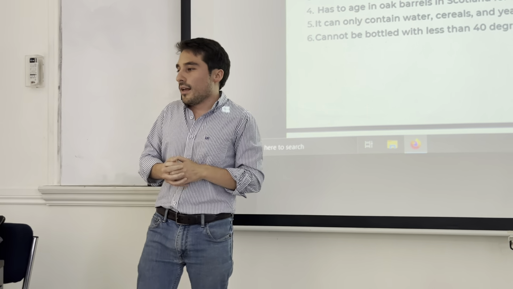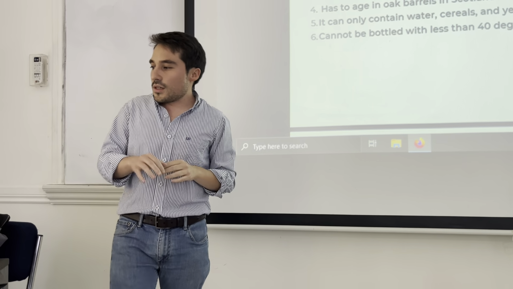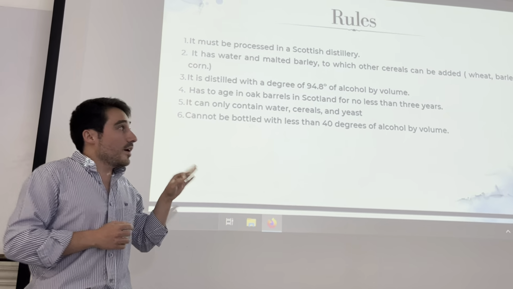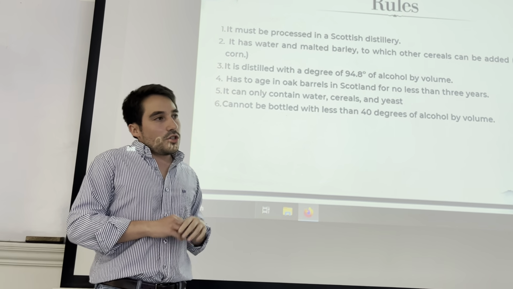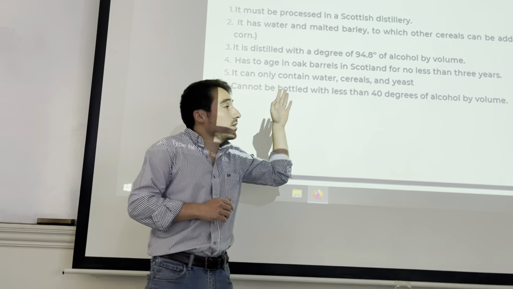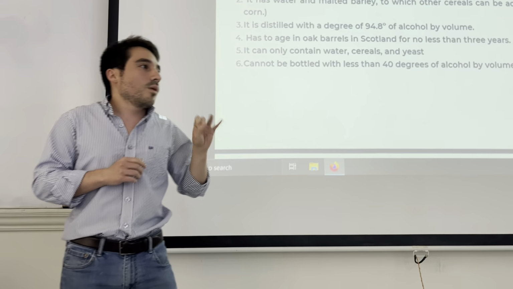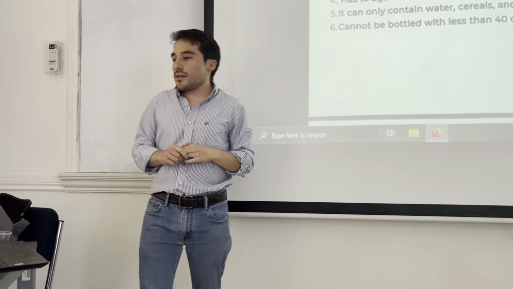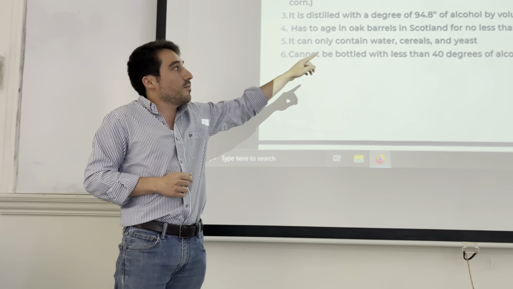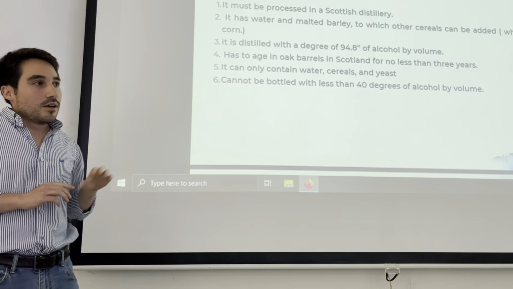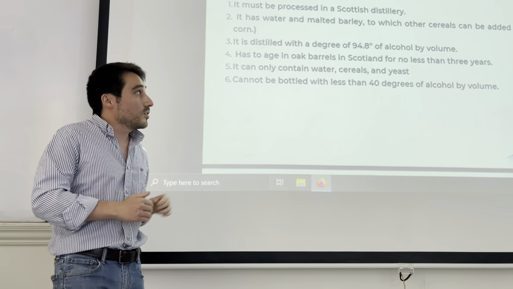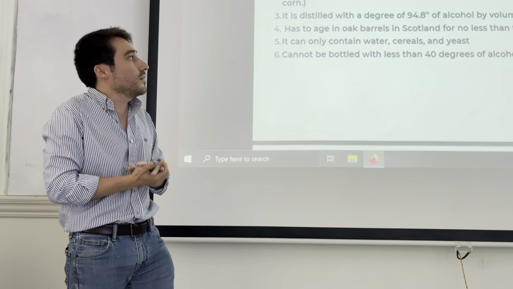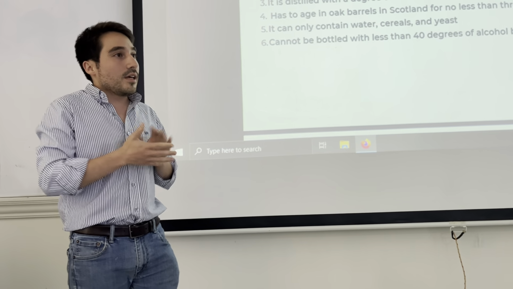The second rule is it has to have just three ingredients: yeast, a cereal, and water. But for Scotch whiskey, it has to be just barley, malted barley, water, and yeast, no other thing. The third rule is that it has to be distilled at 94.8 alcohol by volume, not less, not more, just that one. So you have to get a high alcohol volume distillate to make this kind of whiskey.